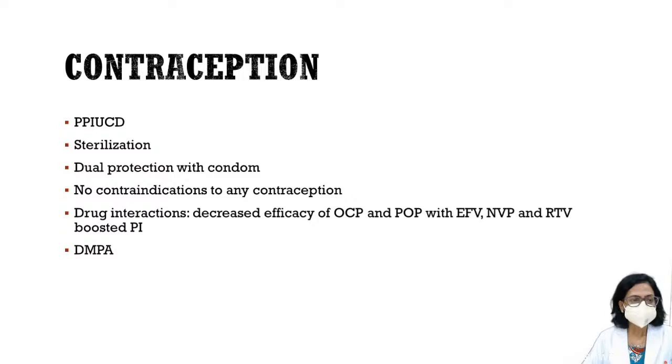For contraception, postpartum intrauterine devices can be inserted in women who are on ART and healthy and have a single partner. Sterilization is also an option. But with all other methods of contraception, we have to also advise condoms as dual protection to avoid sexually transmitted infections and further transmission of mutated virus, even if the woman is positive. There is no contraindication to any contraception.